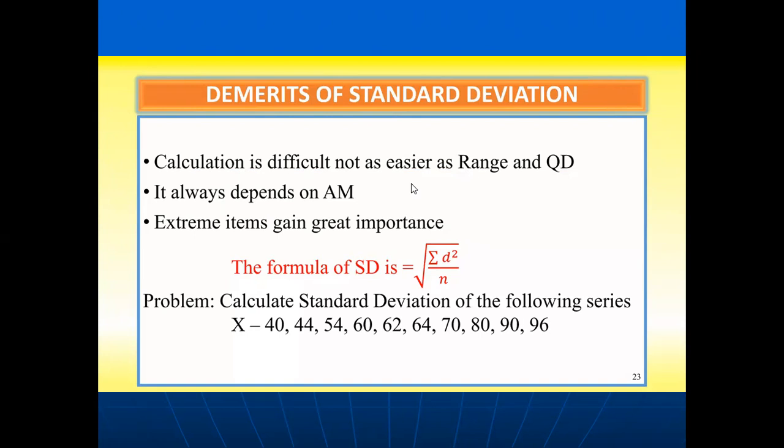It always depends upon the arithmetic mean. Extreme items may gain greater importance in the case of individual items, because we'll be calculating d square based upon the assumed mean. If the assumed mean is taken as too high or too small, extreme values can fluctuate. That is the meaning of this. Here you have an example, minus 40 to 96. We have an extreme value of minus 40, and an extreme highest positive value of 96. Minus 40 is one extreme, plus 96 is another extreme. In these cases, standard deviation values are prone to vary because of extreme values.